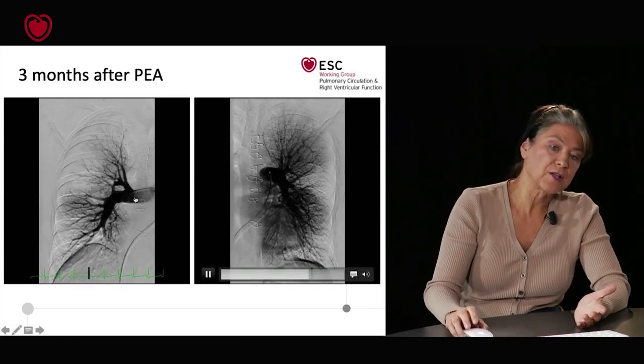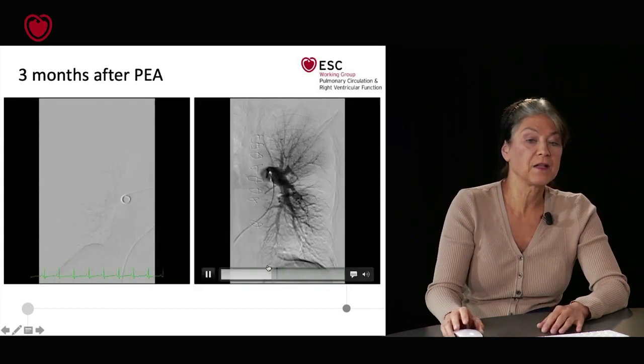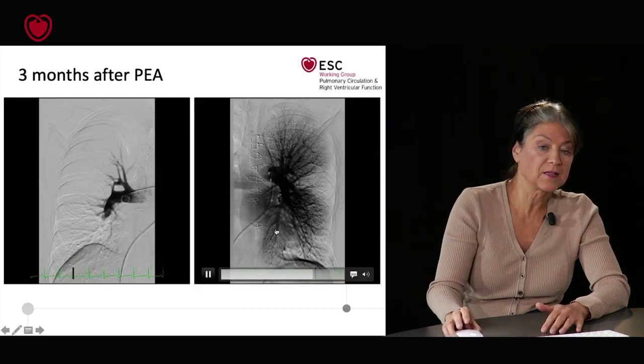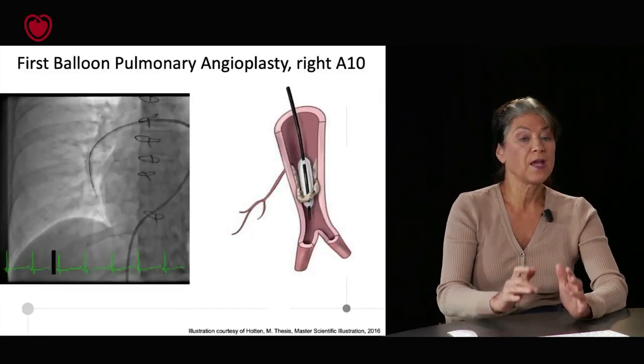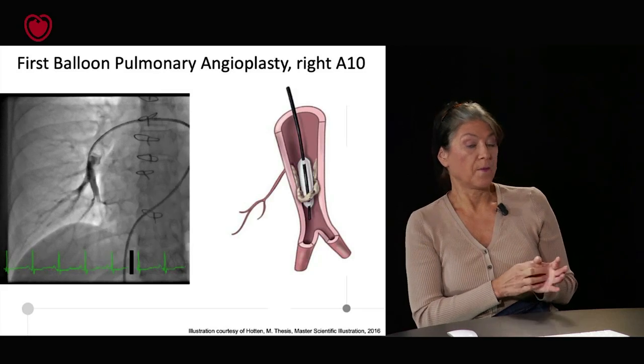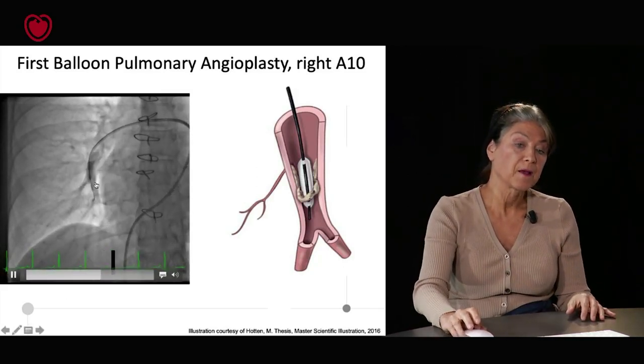Well, I could actually explain to you that the upper lobe wasn't so bad, but the lower lobe definitely not sufficiently treated, as well as the left lower lobe here. And I will show you in a moment that we addressed the right lower lobe in her with BPA. You see here the guiding catheter coming in.